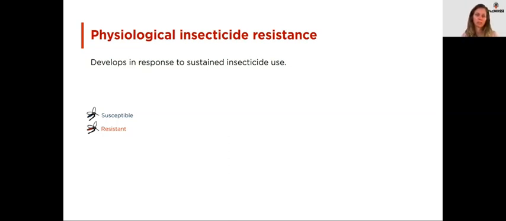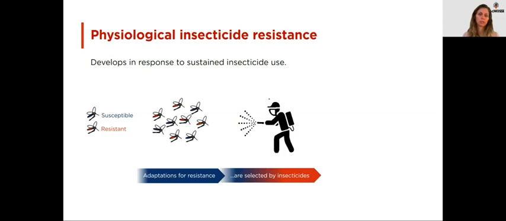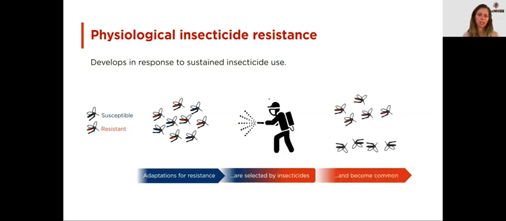Physiological resistance develops in response to insecticide use, which selects for genetic mutations that occur naturally at low rates in the mosquito population. So as we can see, insecticides will kill the susceptible individuals and the resistant ones will survive. And repeated exposure to the same insecticide over a generation selects for mosquitoes that survive exposure to the chemicals that we use and increases the proportion of mosquitoes that are resistant.